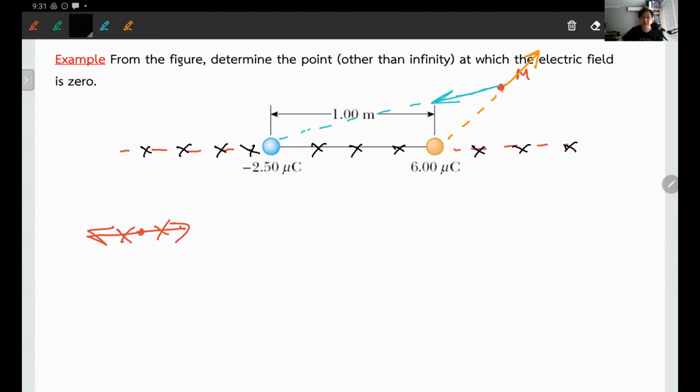Let's say that's on the x-axis. If I draw a line and call the horizontal axis the x-axis, it must be on this horizontal line right here. You guys follow? That's the first step.